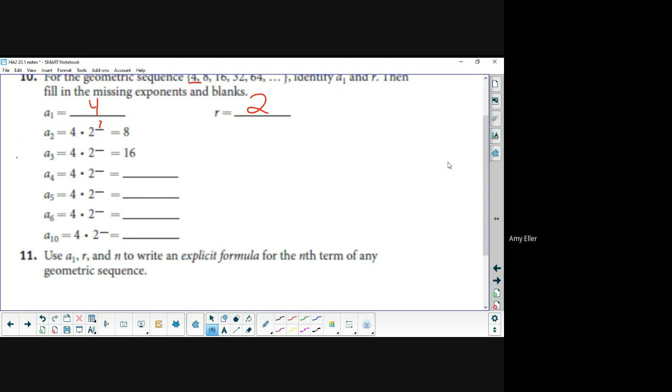To get the third term, I would start with the first term, and I would multiply by 2 to get the second term. I'd multiply by 2 again to get the third term, so I've multiplied by 2 times.